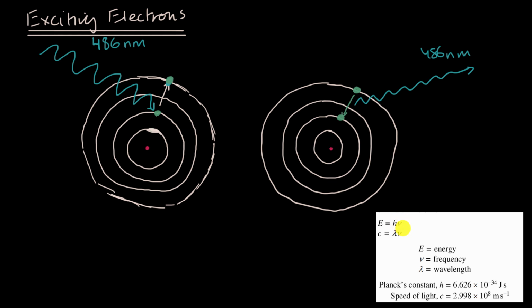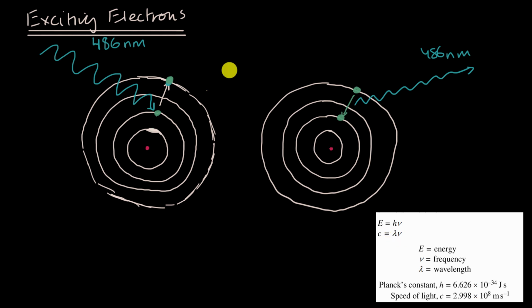And we also know how to go between frequency and wavelength, because the speed of light is equal to the wavelength of that light times the frequency of that light. So how would we figure out the energy of one photon of 486 nanometer light? Well, we could think about it this way. We can first figure out its frequency using c is equal to lambda times nu.